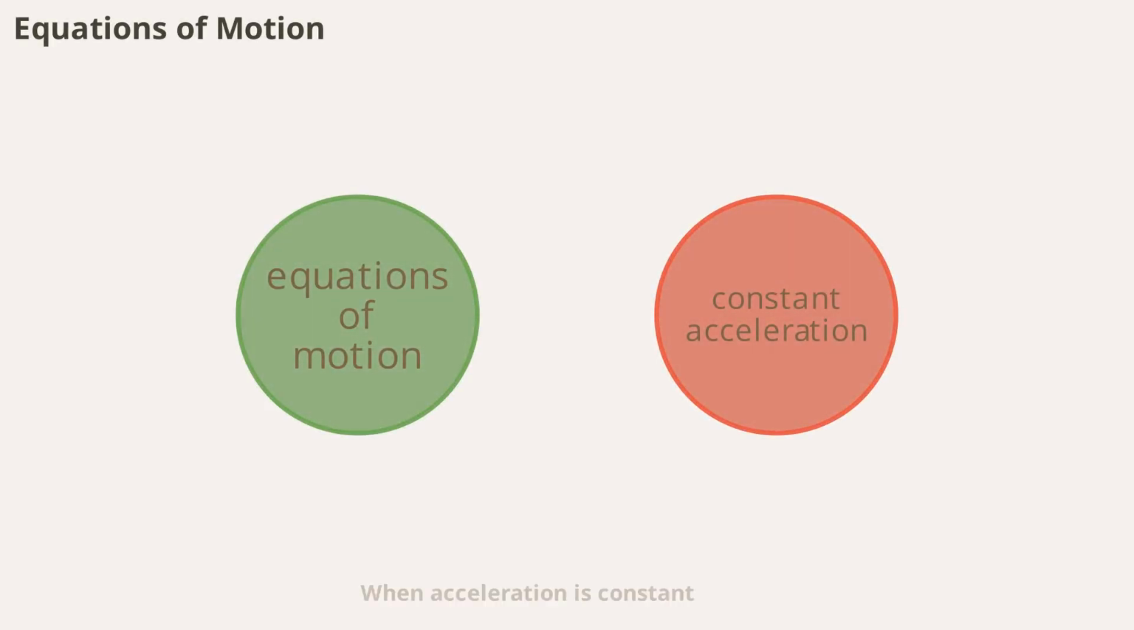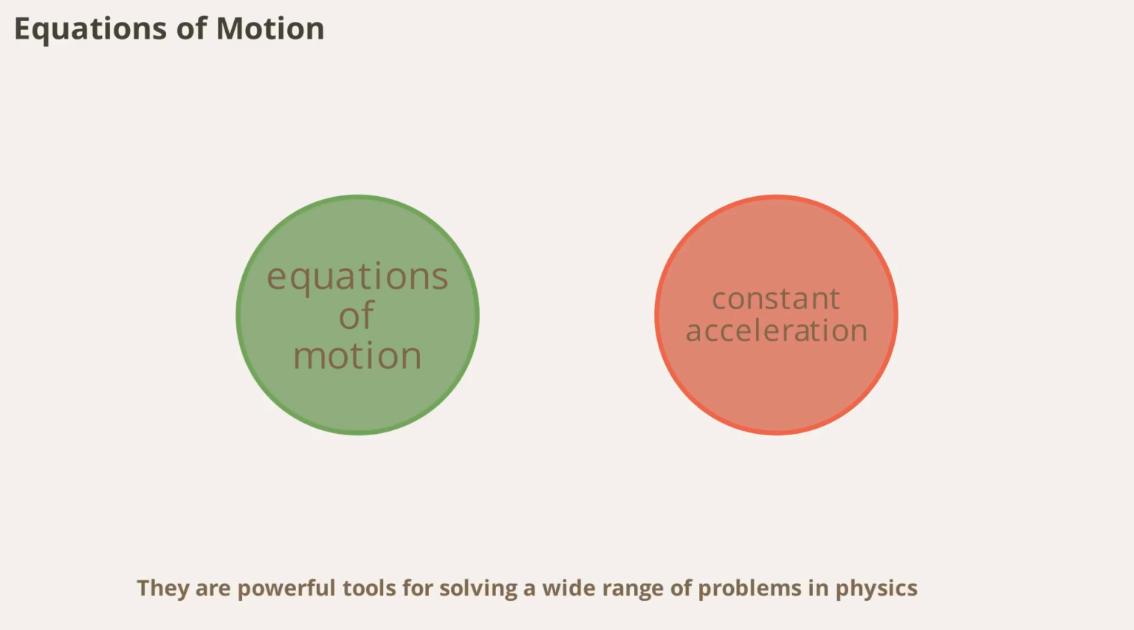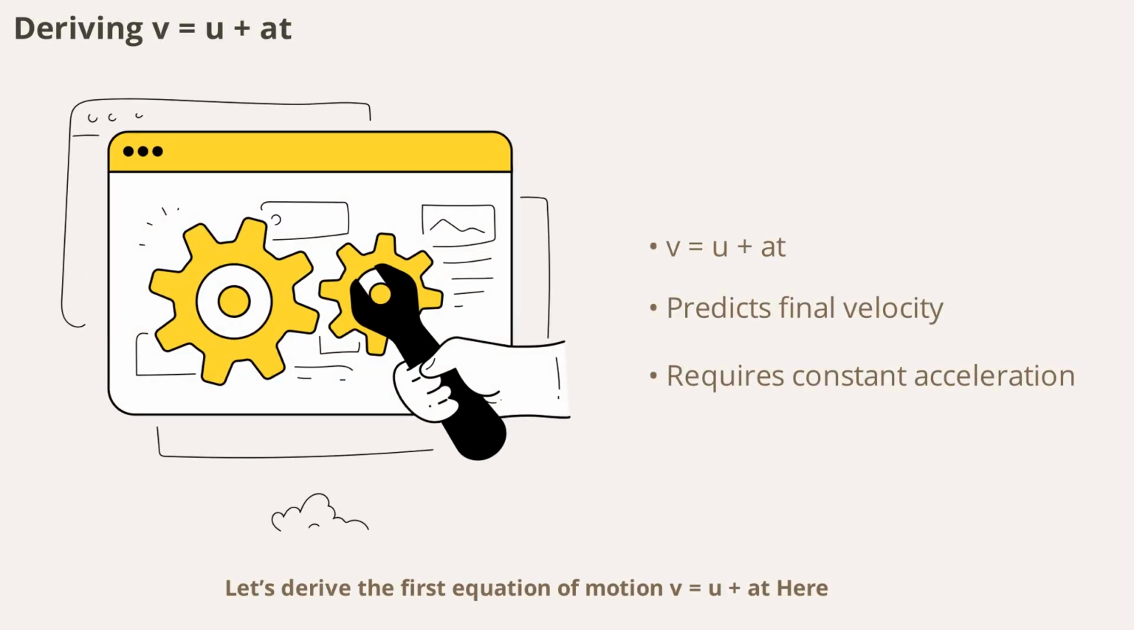When acceleration is constant, we can use a set of equations called the equations of motion to predict an object's future position and velocity. These equations relate displacement, initial velocity, final velocity, acceleration, and time. They are powerful tools for solving a wide range of problems in physics, from simple straight-line motion to more complex scenarios. Let's derive the first equation of motion, v = u + at.